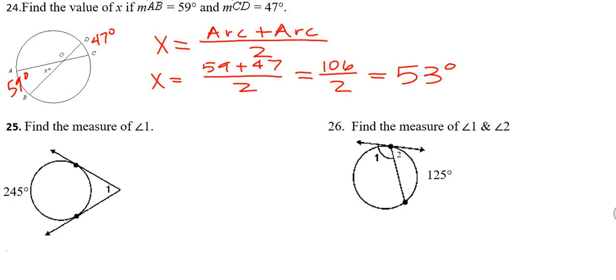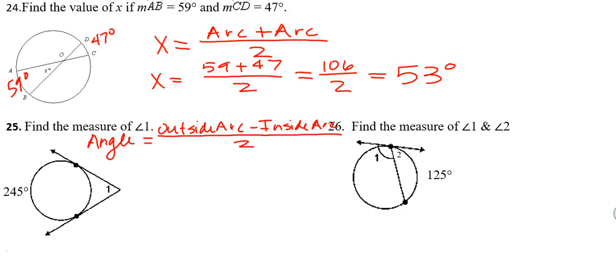Number 25 says find the measure of angle 1. On this one, I see that I have 2 tangents. The way we set this up, whether it's 2 tangents, 2 secants, or a tangent and secant, is all the same. Our formula to find the angle is outside arc minus inside arc. This is logical because the outside arc is always going to be bigger than the inside arc. We're going to divide that by 2.